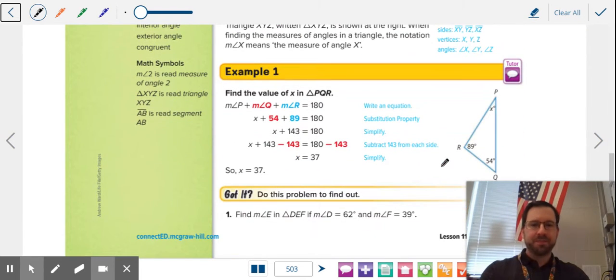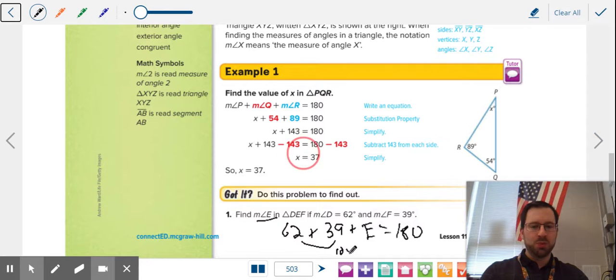All right. Now let's use that information: if I know 2 of the angles, DEF, 3 vertices, D we know is 62, F we know is 39. We do not know E, the measure of angle E. That's what that little m means. Together, it's 180. Okay, I'm going to combine my like terms. 62 plus 39 is 101, plus E equals 180.